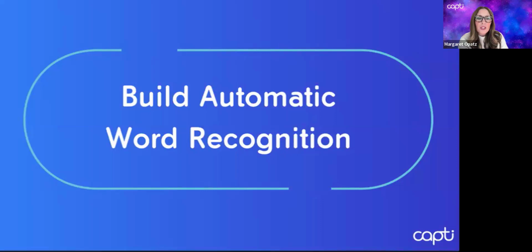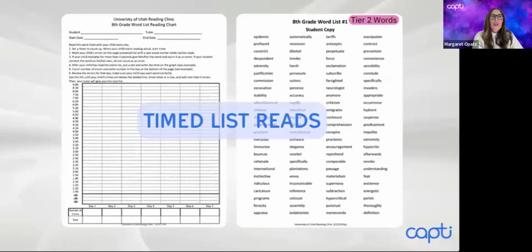So to do this, I've already mentioned a couple of ways where we can build in repeated readings, or help students see the word again and again. But there are other things that we can do as well. So here's an example of a timed word list. And this one actually comes from a reading clinic at the University of Utah. And this one is based off of tier 2 words.